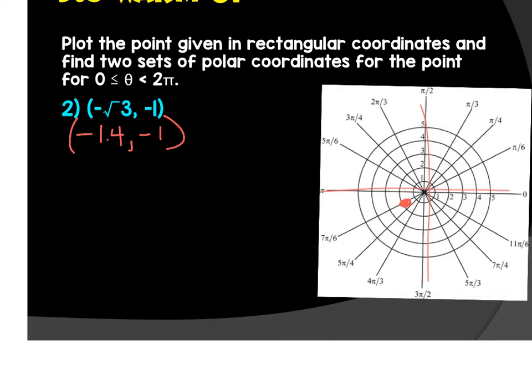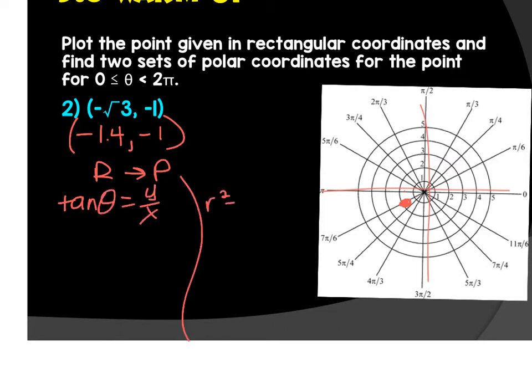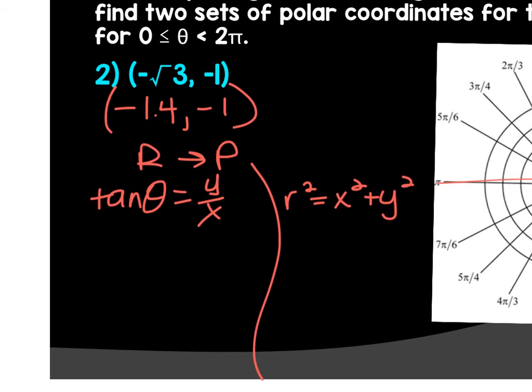And then it said find 2 sets of polar coordinates. So the first thing I have to do is convert from this, my rectangular, to polar. And so to do that, I would get the tangent of theta equals y over x. And then I would do r squared equals x squared plus y squared. So tangent of theta would equal negative 1 over negative root 3, which becomes 1 over root 3, or root 3 over 3.